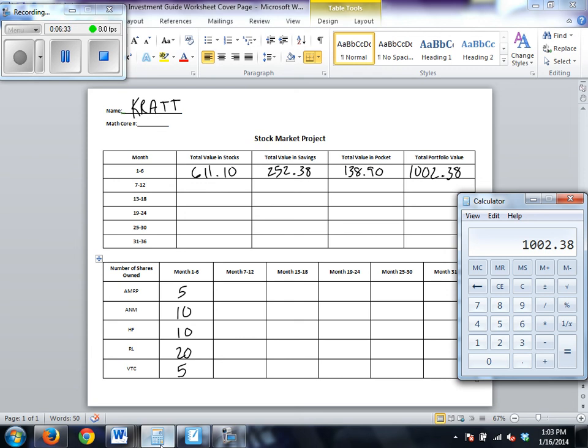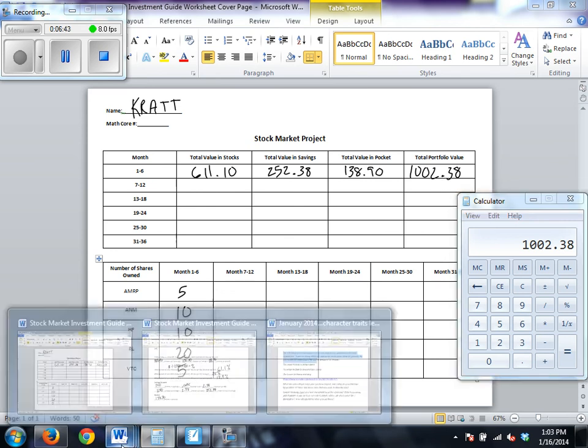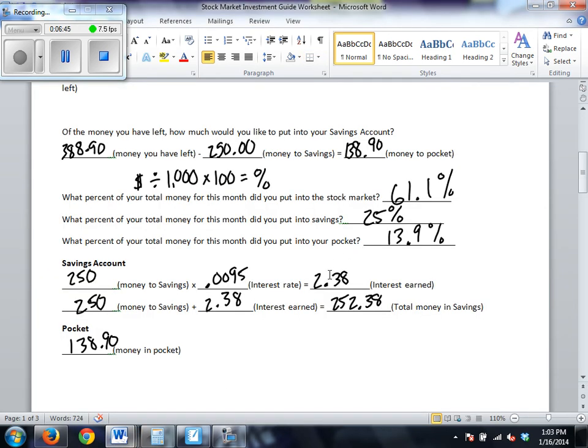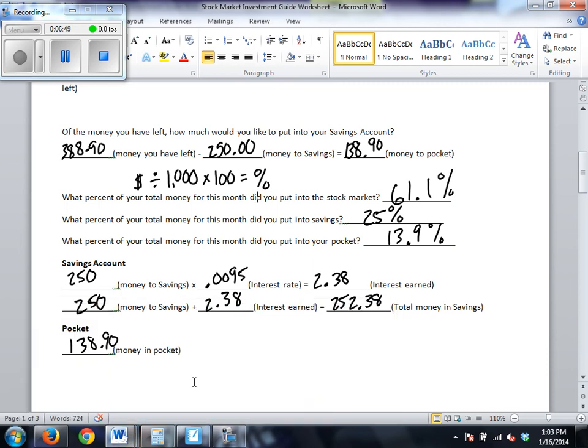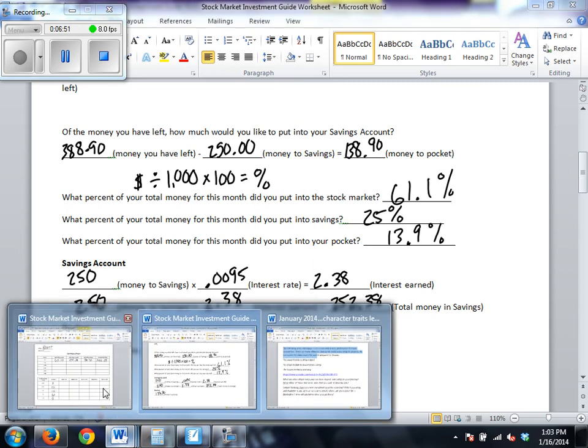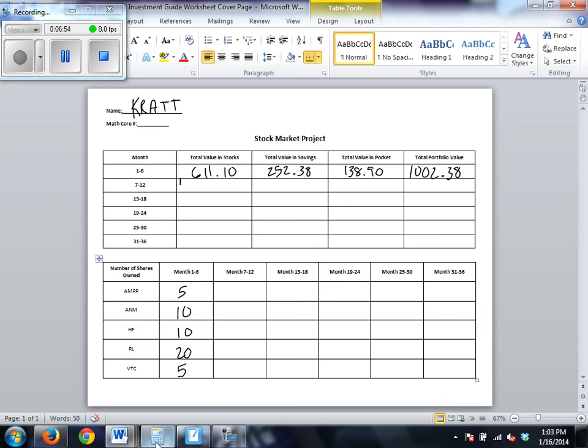$1,002.38. Now you might be saying, well, how do I have more than $1,000? Well, remember, we earned $2.38 in the savings account. So already you're making some money. On anything you put into the savings account, you are making some money. So that's how we fill out our cover sheet.